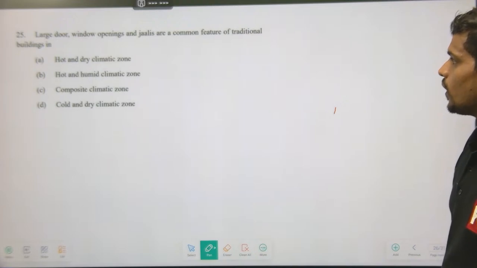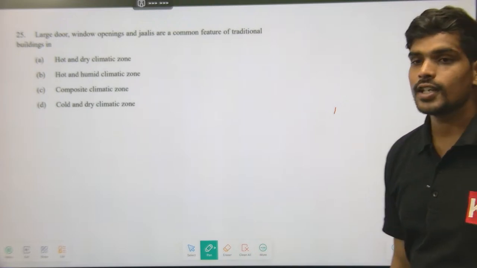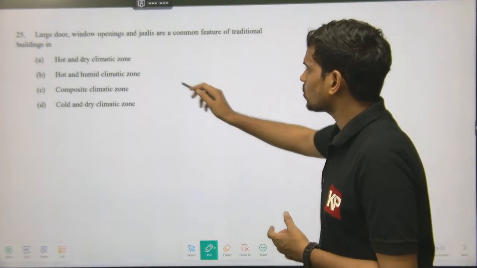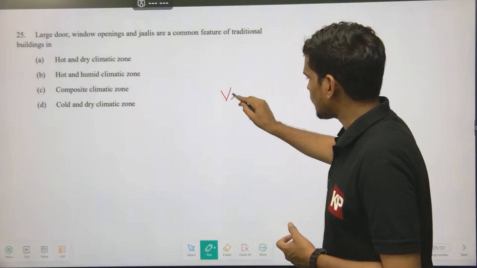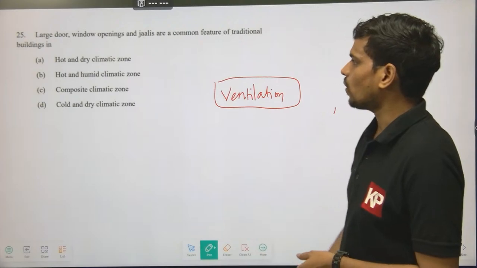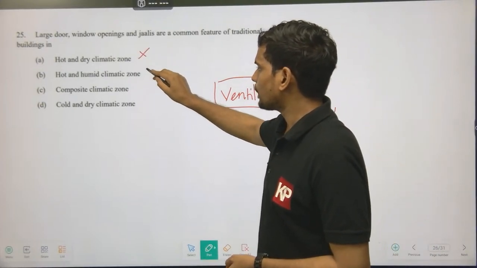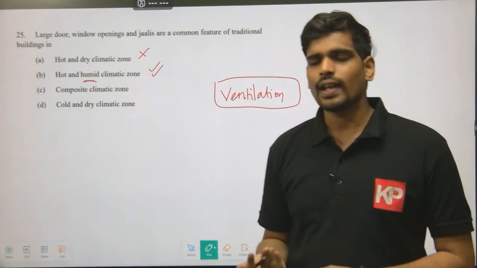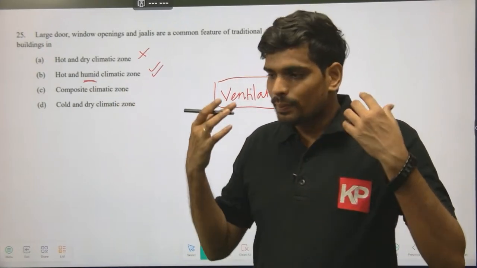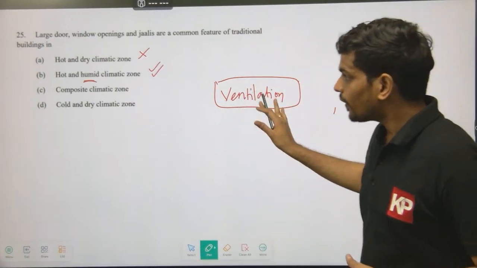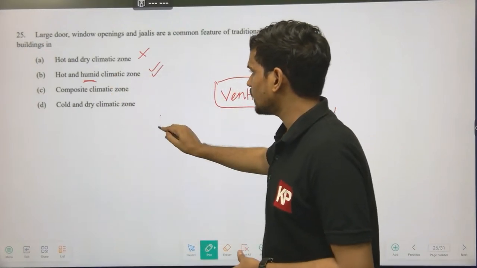Large windows, window openings, and jali are a common feature of traditional buildings in Dash. I already told you, traditional buildings with ventilation, so large windows, large openings, jali, all these have to do with ventilation. And ventilation is an important aspect in which type of climate, hot and dry? No. Hot and humid? Absolutely, that will be the correct answer. So wherever there is humidity, ventilation becomes important. Why? Because if it is humid climate, people start to sweat. To create comfort, you need proper ventilation and airflow. So ventilation is an important factor in the hot and humid climate. B is the answer for this question.